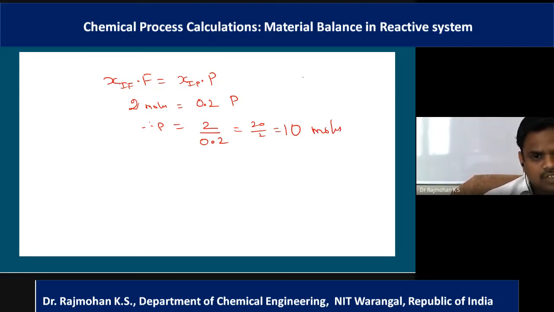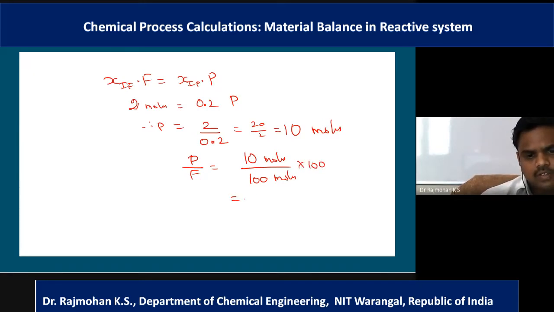So we can write the answer for the first part, where the question is what is the P by F ratio. P is 10 moles divided by 100 moles. We can write in a sentence: 10 moles of P is produced per 100 moles of feed. Or you can present it as a percentage: purge is 10 percent of the feed. That way we can represent the answer.